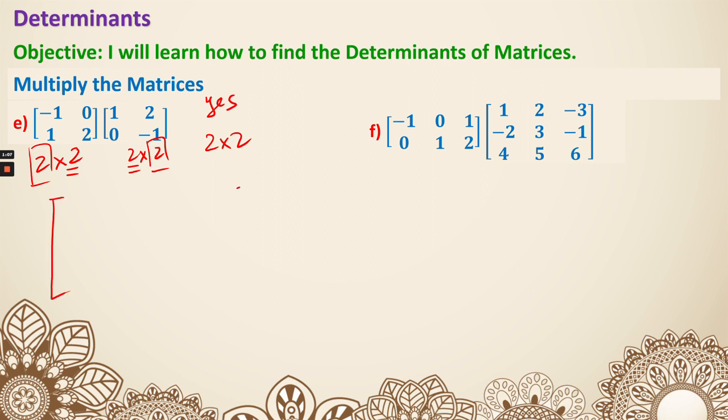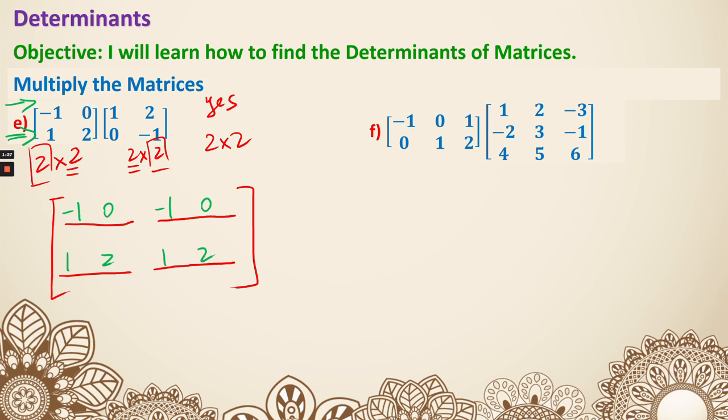So let's set it up. It's a 2 by 2 matrix for the result, and we're going to draw 4 spaces, 2 rows and 2 columns. Next, time to deal with the rows in the first matrix. Negative 1, 0 in the first row, 1, 2 in the second row. And then the second matrix, 1, 0 in the first column, 2, negative 1 in the second column. Lastly, multiply and add. Multiply the pairs, add in between.